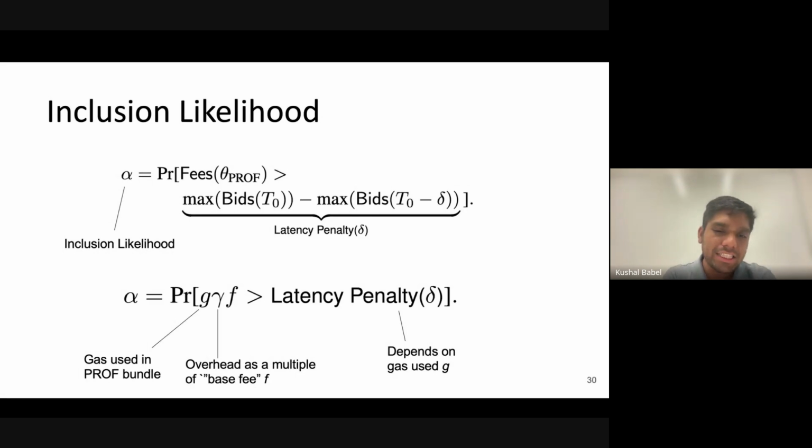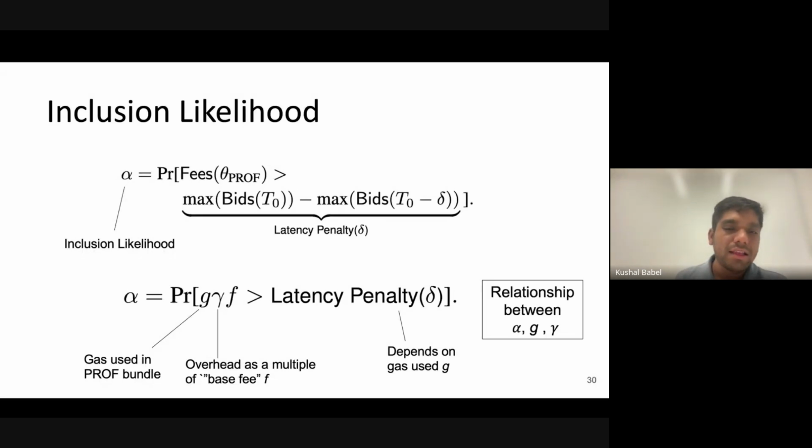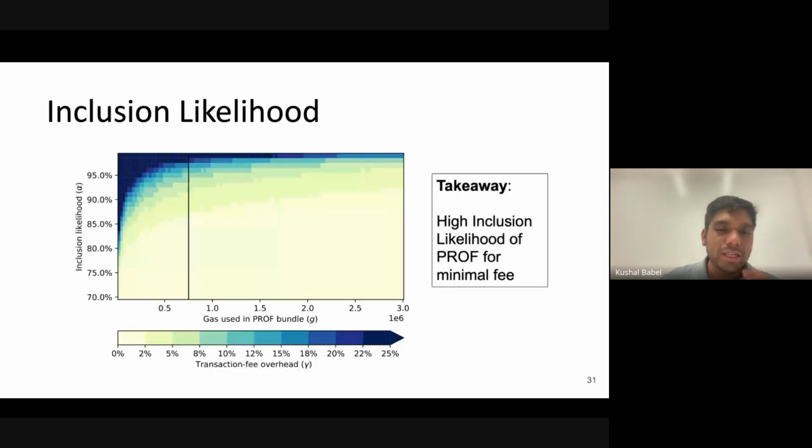By the way, the latency delta also depends on the gas used. So if you have a bigger prof bundle, then in some sense you'll take more time to simulate it. So delta also depends on gas used. So there's a three-dimensional relationship here between alpha, the inclusion likelihood, the gas used in the prof bundle G, and the gamma, which is the overhead that prof transactions need to pay on top of the minimum base fee that Ethereum charges. So this is the three-dimensional relationship that looks like for our prototype.